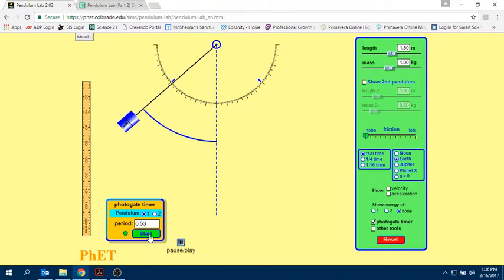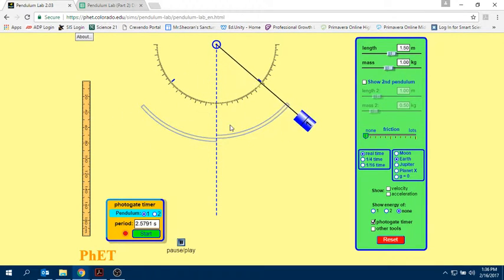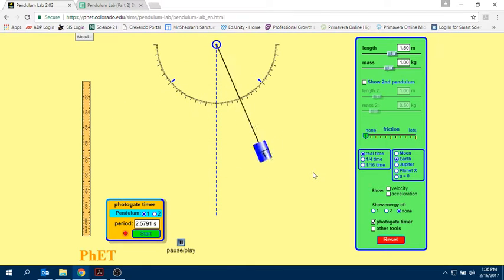Turning on my photo gate timer. Okay. The time it takes to follow that blue path back and forth once, that's one oscillation. That time period is referred to as the period of oscillation. If this were an orbiting object, we would say the period of rotation. So now that is our dependent variable.